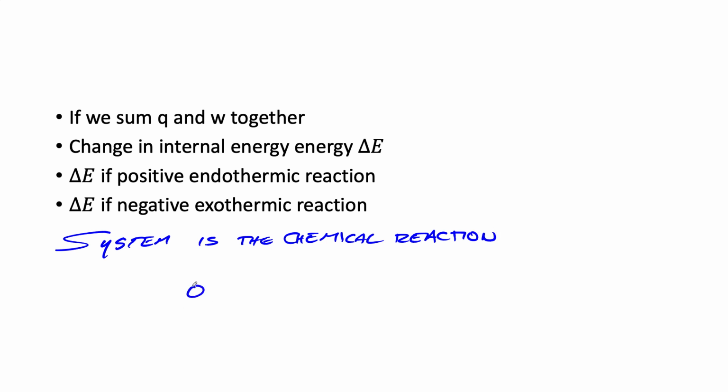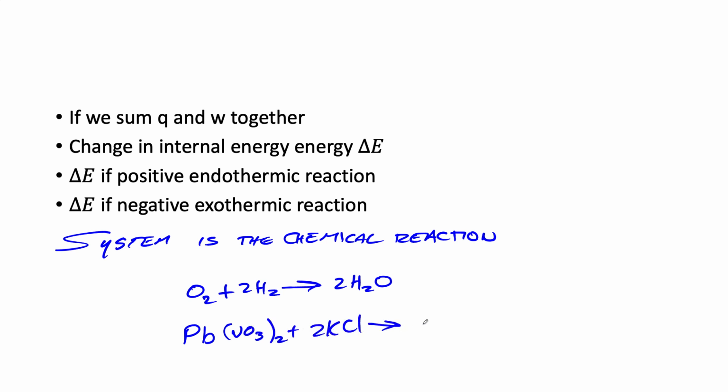Now, when we look at, say, O2 plus 2H2 forms 2H2O, it's not two blocks, it's all these molecules in a gas container forming water. And that's our system. Now, there's other things in the system. There's the volume. Say we take lead nitrate plus 2 potassium chlorides to form PbCl2, which is a solid. This is our system. Now, both of these are in water. But the system is all these molecules reacting together without the water.